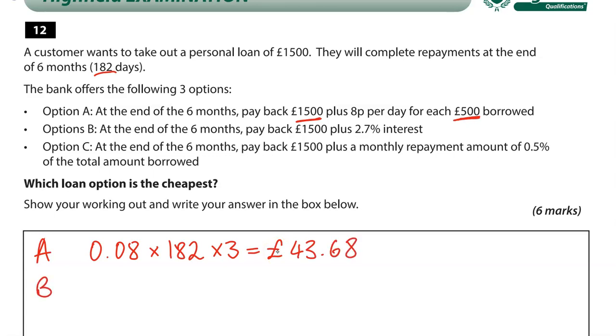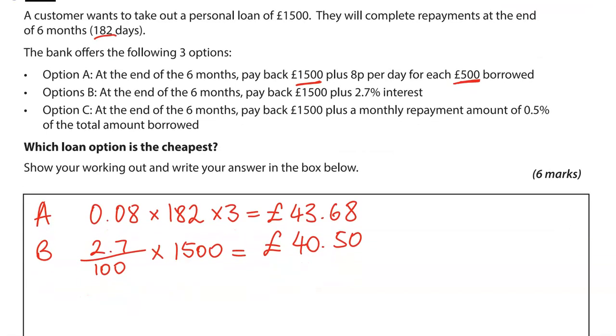Looking at option B, it says at the end of the 6 months, pay back £1,500 plus 2.7% interest. So we're looking at 2.7%, so that's 2.7 out of 100 of the amount, which is £1,500. So in the calculator you do 2.7 divided by 100 times 1,500, and that gives us £40.50.